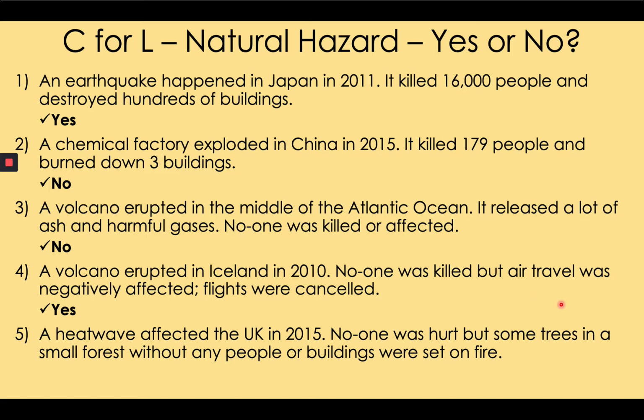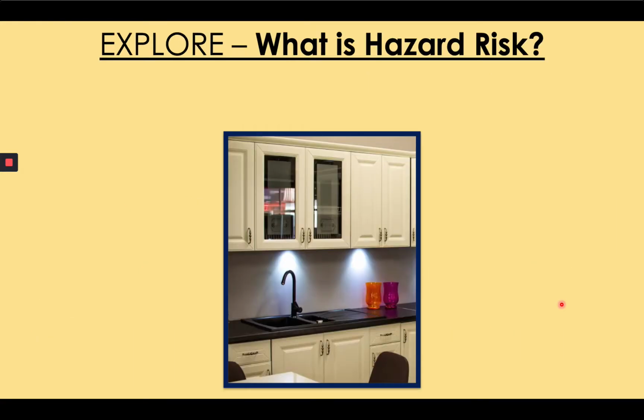5, a heat wave affected the UK in 2015. No one was hurt, but some trees in a small forest without any people or buildings were set on fire. That's not a natural hazard for the same reason that number 3 isn't a natural hazard. So now you should have a better understanding of what we mean by a natural hazard. Let's take the next step. What is hazard risk?